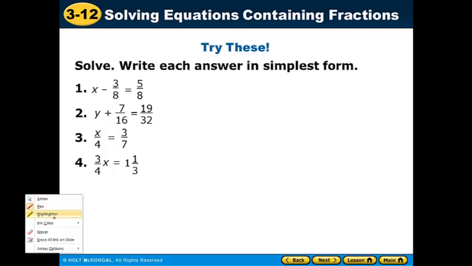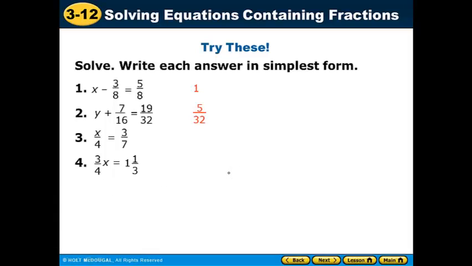Alright, welcome back. Here goes the answers. Number 1 was 1. Number 2, 5 over 32. Number 3, 1 5/7 or 12/7. And number 4, 16/9 or 1 7/9. Again, any questions on how to actually solve these, please post your questions on Edmodo so that your peers can help you and I can also answer your question as well.